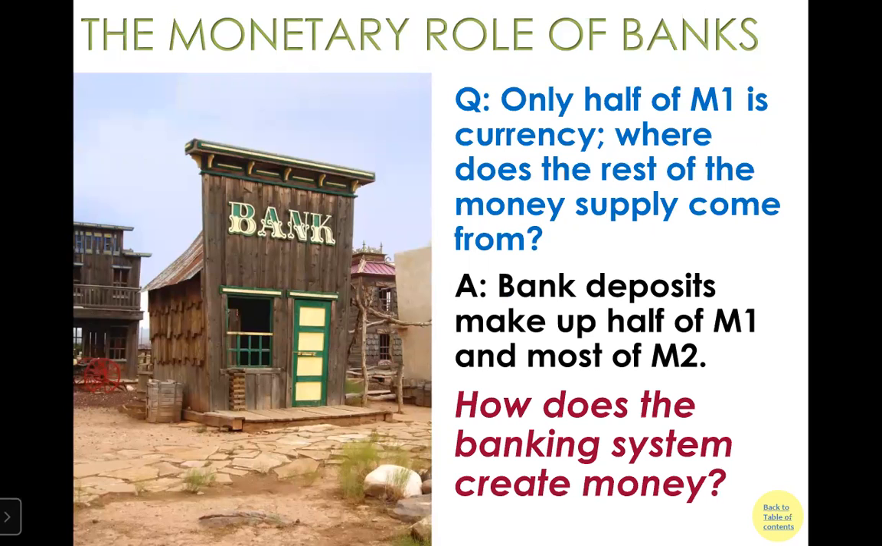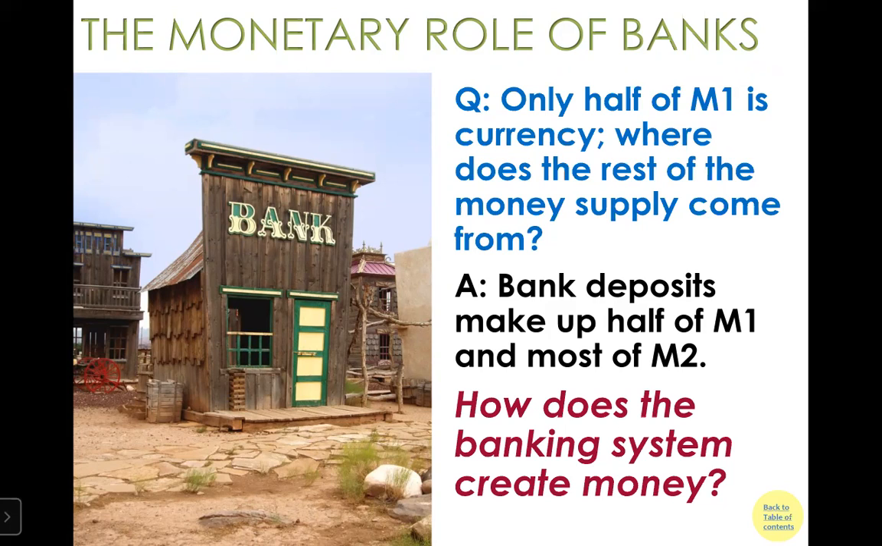Now we understand money. We just learned what is money aggregate and how we calculate money aggregate. Next, we are going to study our questions. Okay. So only half of M1 is currency. Where does the rest of the money supply come from? So this is coming from the definition of money aggregate. Okay. The answer to this question is as follows. Bank deposits make up half of M1 and most of M2.